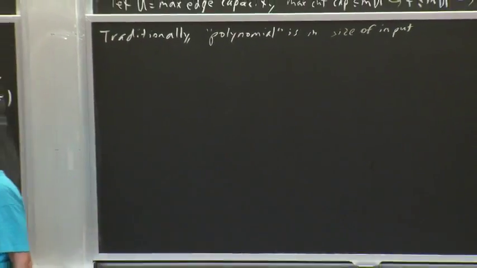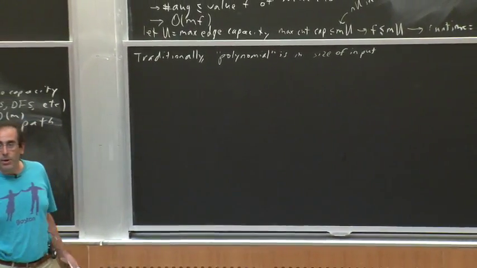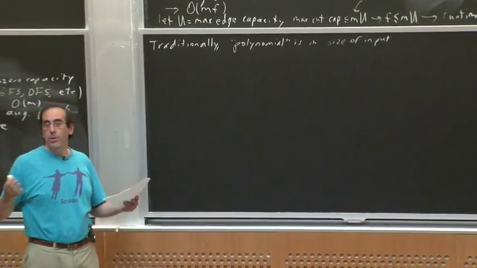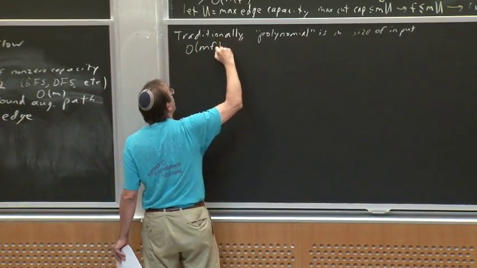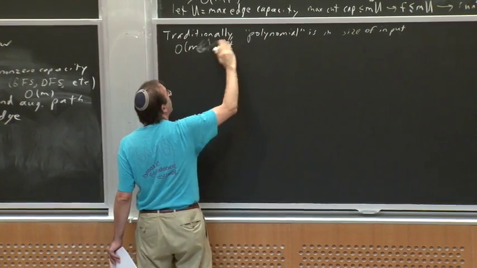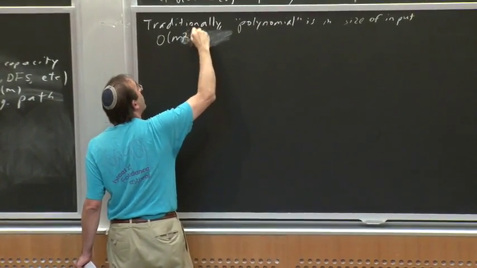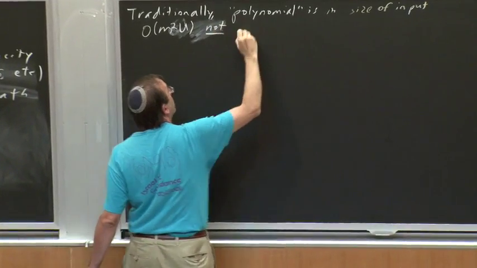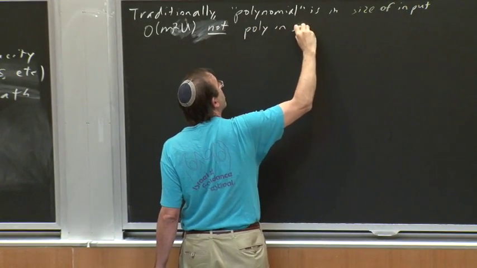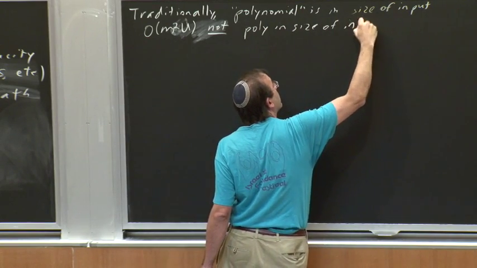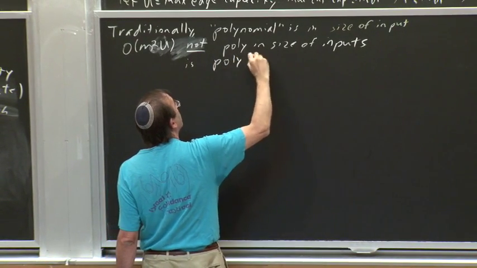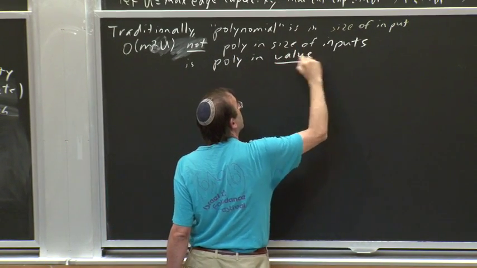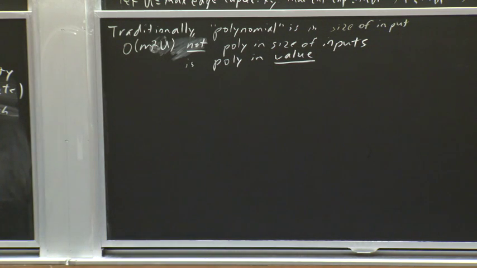Right? And if we use this standard way of representing numbers, where a number of value 2^k only takes k bits, then order m times f is not, or let me use the other bound we showed, m squared u is not polynomial in the size of the inputs. Instead, it is polynomial in the value of the inputs, right? Which is a much weaker condition.